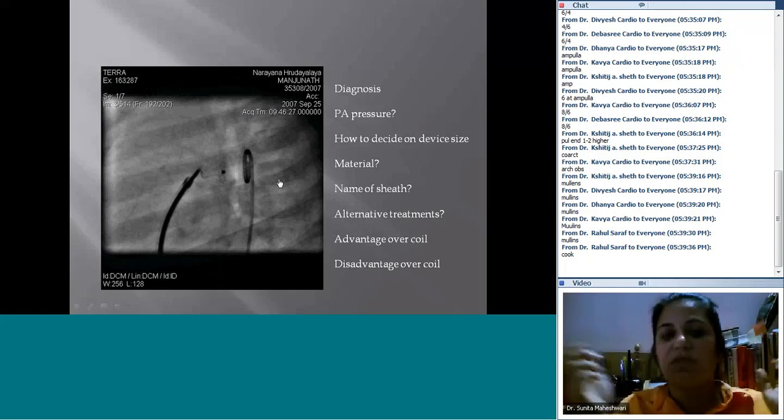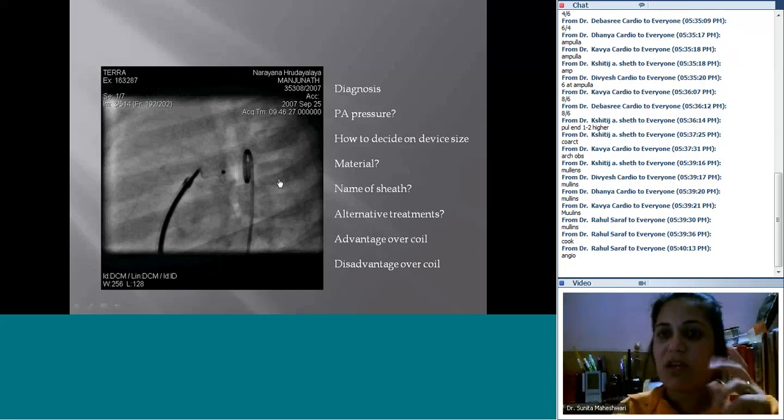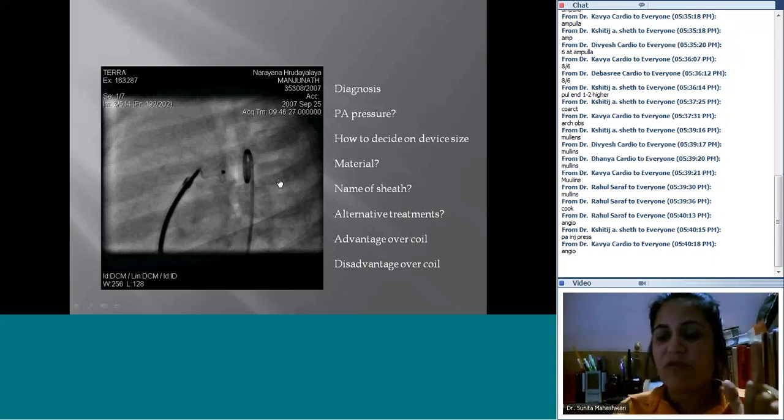In large PDAs, what can you then do through your Mullins sheath? If it is a large PDA, you release the device. Let us say your PA pressure was 90. What can you do through the Mullins? You can do an angio to look for what? When you do the angio through the Mullins, you're looking for LPA obstruction.